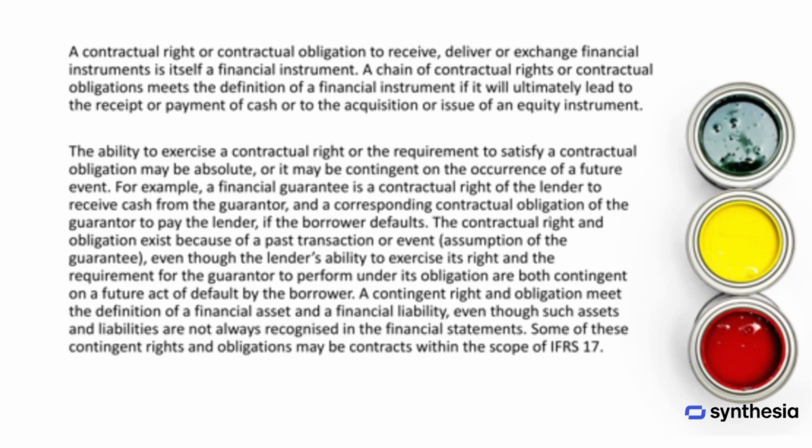Contingent rights and obligations like these qualify as financial assets and financial liabilities, even if they are not always recognized in the financial statements. Some of these contingent contracts may fall under the scope of IFRS 17.